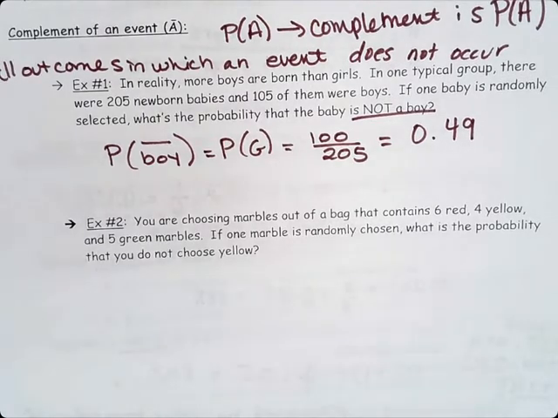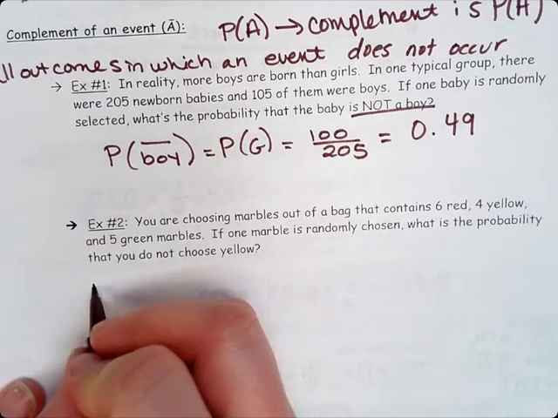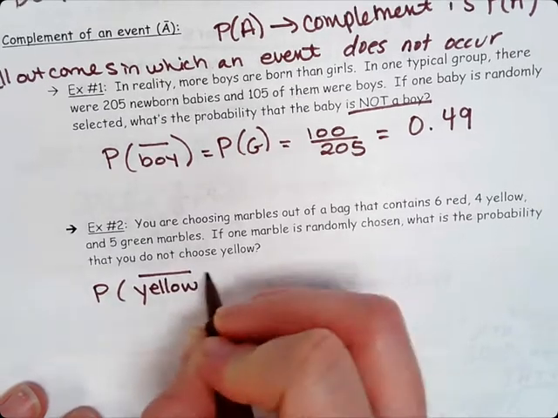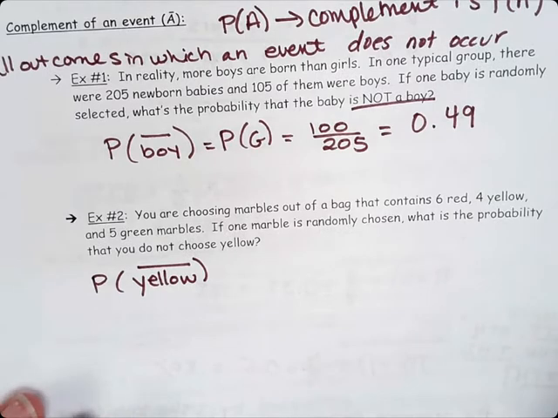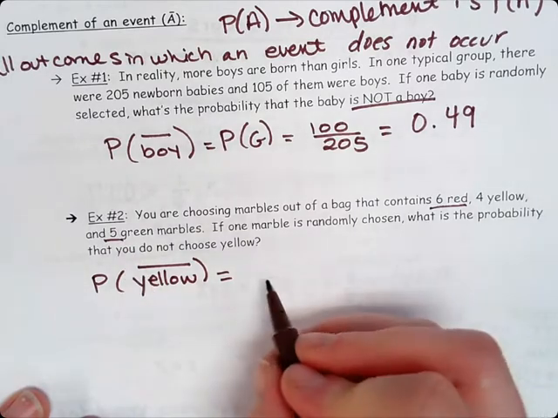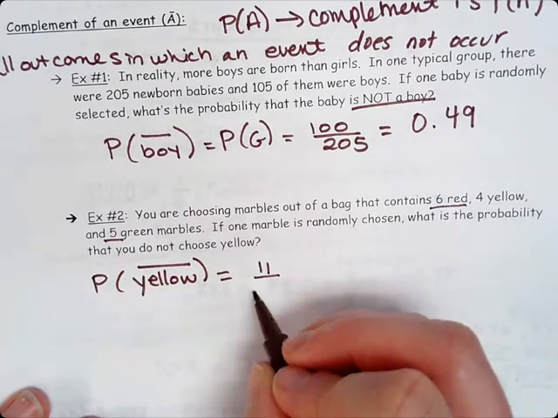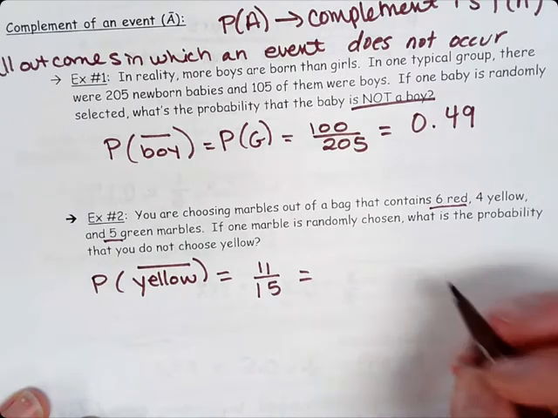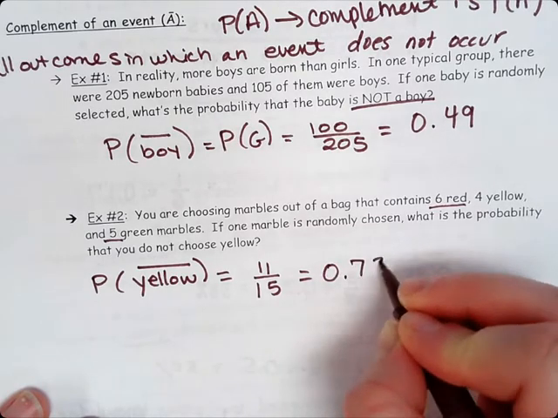Example 2, you're choosing marbles out of a bag that contains 6 red, 4 yellow, 5 green. If one marble is randomly chosen, what is the probability that you do not choose a yellow? So probability of yellow bar. So everything that's not a yellow. So how many are not yellow? 11. Out of how many total? 15. Which comes out to be 0.73.